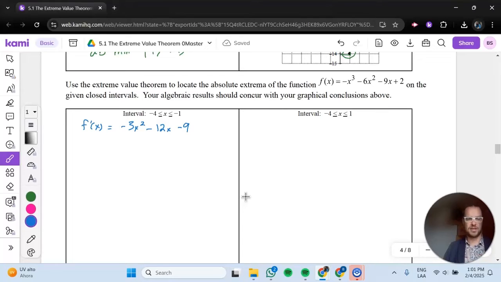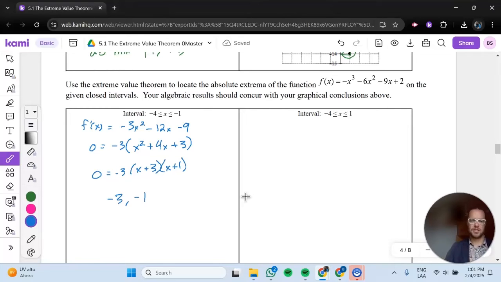Then we're going to figure out where this thing equals 0, which means we're going to need to factor it. So let's take out that -3 to make it easier for us: x squared plus 4x plus 3. Why? Because that's pretty easy for us to factor and get (x plus 3)(x plus 1), which means that our critical points are -3 and -1. So what do we need to check?